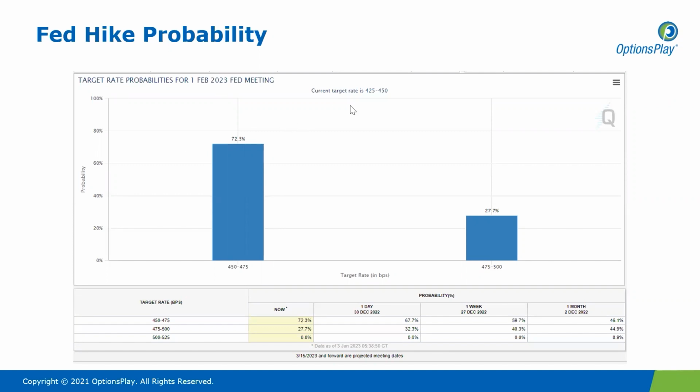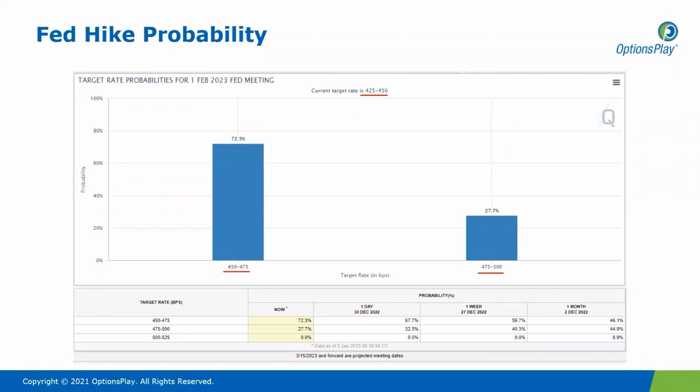The current target rate is 425 to 450, and a 25-point move will take rates to 450 to 475, while a 50-point move will take rates to 475 to 500. If we look at the probabilities of a 50-point hike, it's only at around 28% compared to 72% for a 25-point hike. So Fed futures are definitely pricing in a higher probability of a less aggressive rate hike. That being said, it's a month until Feb 1st, and a lot of things can happen.